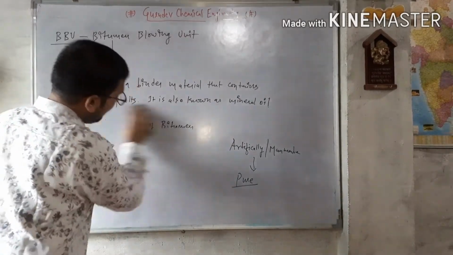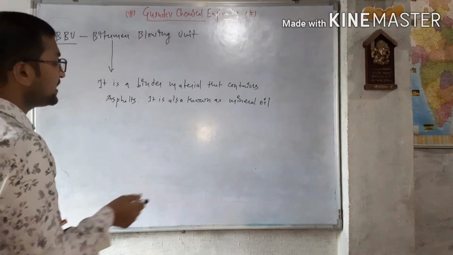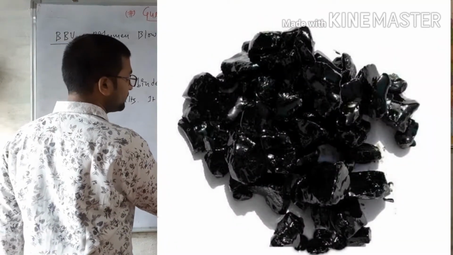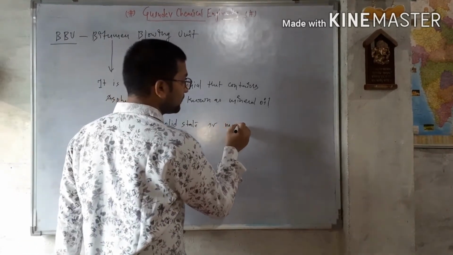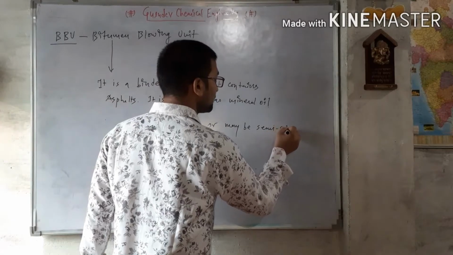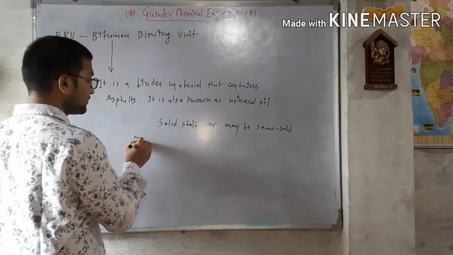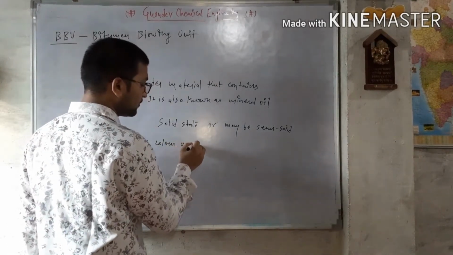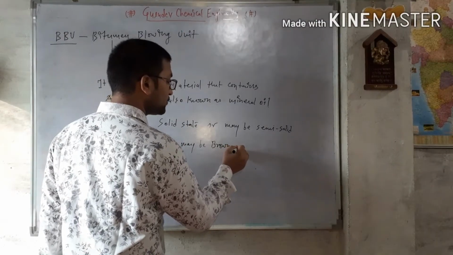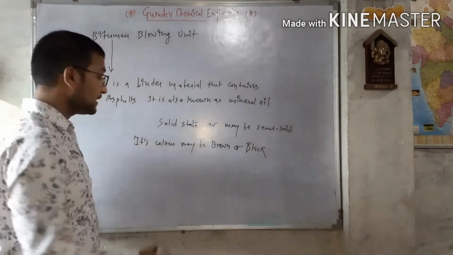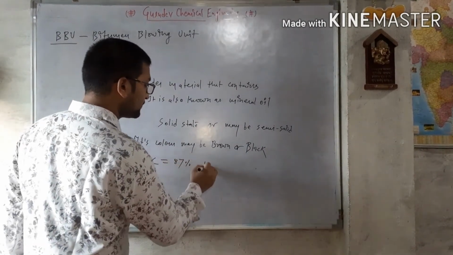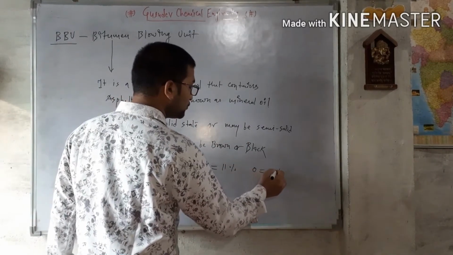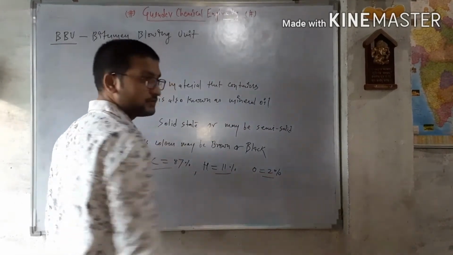Now we will discuss more about bitumen. Basically bitumen is present in the solid state or maybe semi-solid, and its color is maybe brown or black, that contains carbon 87%, hydrogen 11%, and oxygen 2%. So this is the basic composition of bitumen.